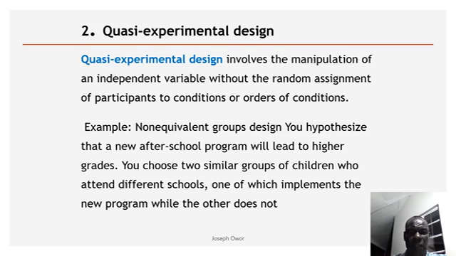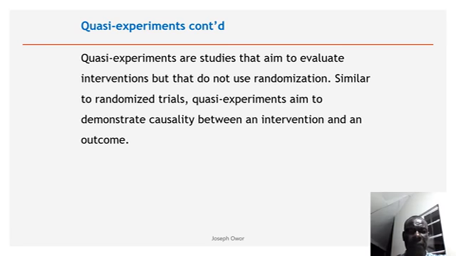So the new after-school program will lead to higher grades. So you choose 2 similar groups of children who attend different schools, one of which implements the new program, the other does not. So that alone is not enough, there are some other effects that can cause the change. Because they don't attend the same school, they don't have the same teachers, the environment is not the same, the facility is not the same. So that is not random. And the groups are not similar.